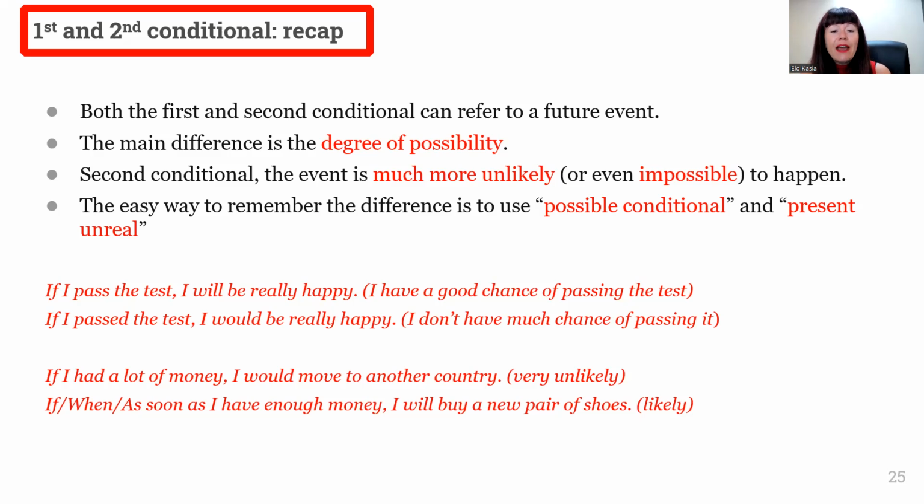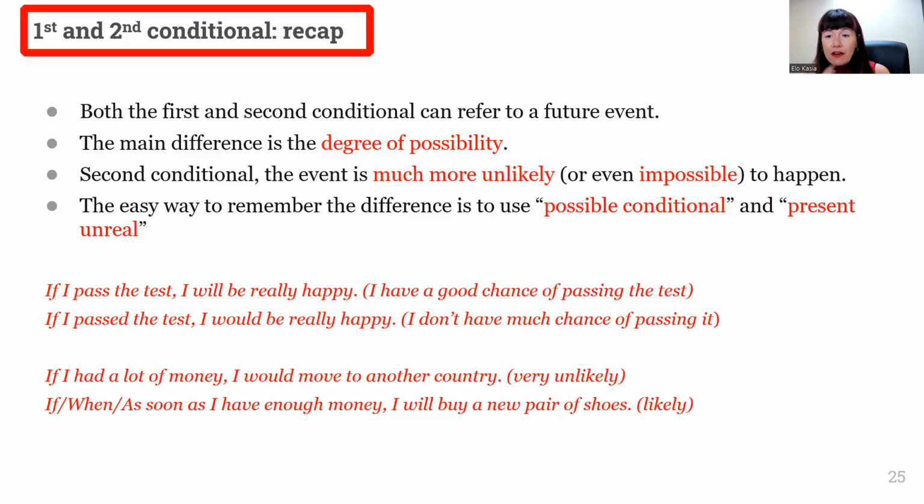Okay, if I had a lot of money, I would move to another country. Very unlikely, right? We're talking about having thousands or millions or something like that. But look at the second one. If or when, as soon as I have enough money, I will buy a new pair of shoes. This is likely. Or maybe you can say, as soon as I get paid, I will buy a new pair of shoes. So this is likely.